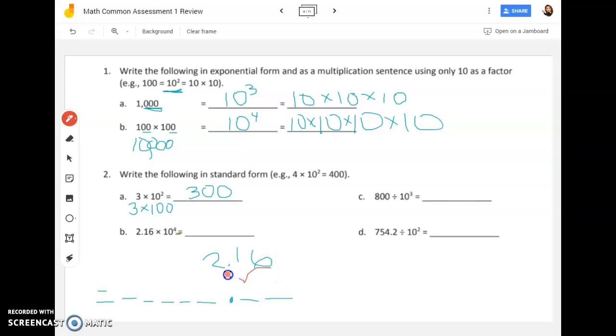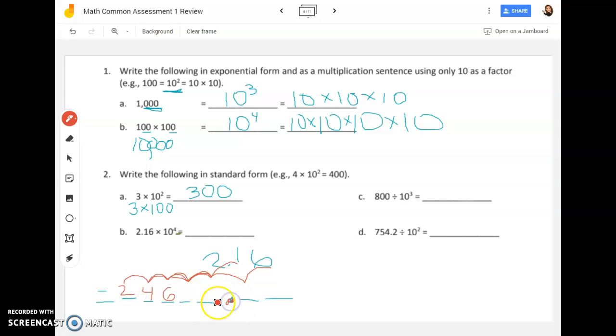So 1, 2, 3, 4. My 6 is now in the 100th place. My 1 was in the 10th place right here. We're going to move it 1, 2, 3, 4. My 2 was in the 1st place right here. We're also going to move it 4 places. 1, 2, 3, 4. So here's my decimal.